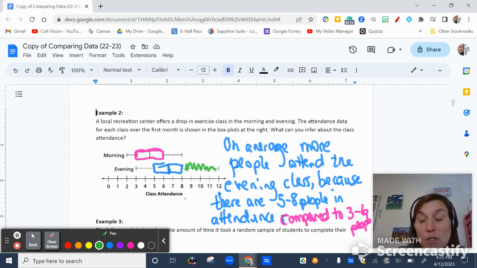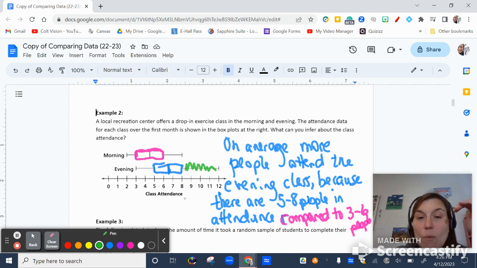Okay. So in general, there's more people in the evening class. We could also say that there's more variability in the evening class. It varies more. Not really sure how many people might attend. Whereas it's a little more consistent in the morning class. It's between 2 and 8.